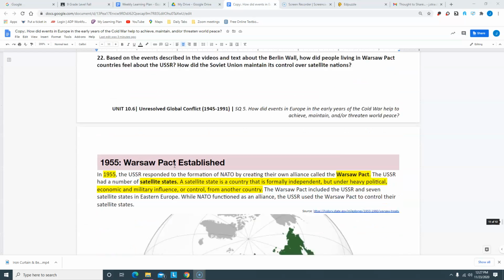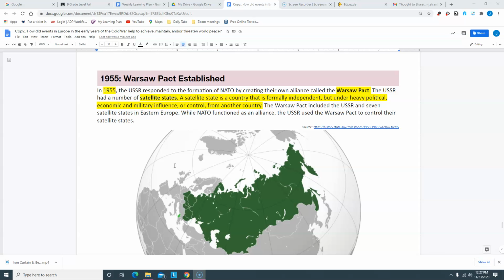Moving on, we're going to skip over the Berlin Wall because you have a Berlin Wall documentary to watch with a reflection question at the end of it. So please do that. I want you to compare and contrast NATO versus the Warsaw Pact, which is what we see here.